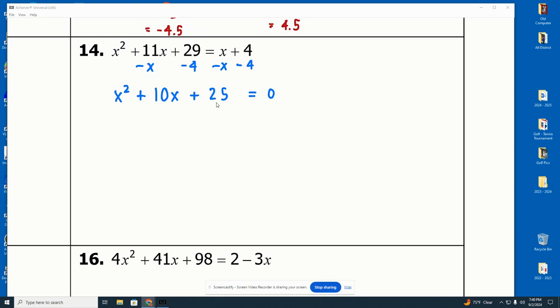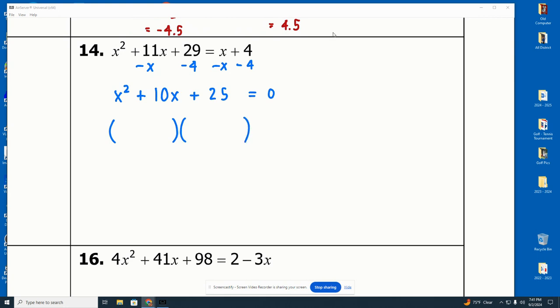Okay, trinomial. I cannot pull out a common factor because look, this has no number. It's understood to be a 1. I can't pull 1 out of all this. 25 doesn't have a variable, so there's no GCF. So how have we factored 1, 2, 3 terms, trinomials, into 2 binomials?